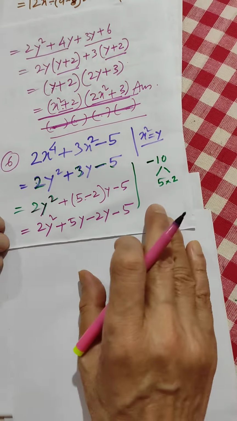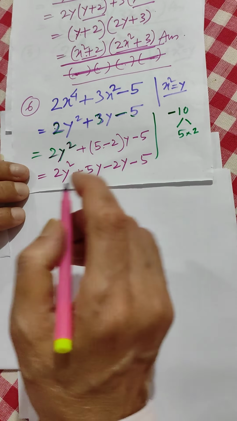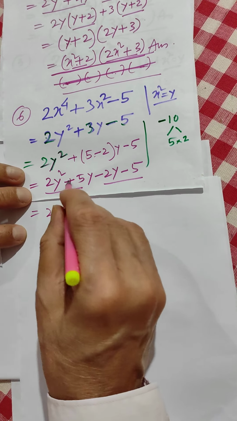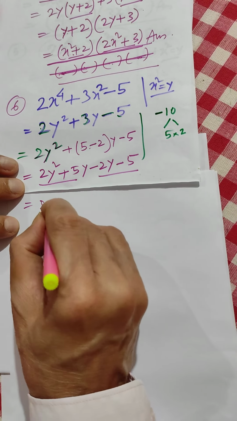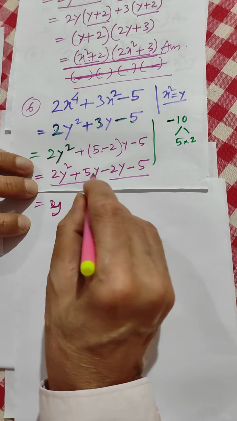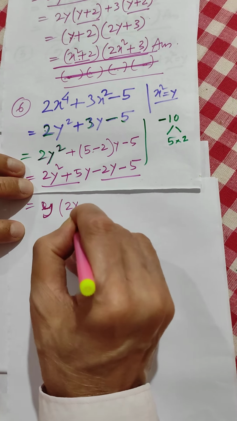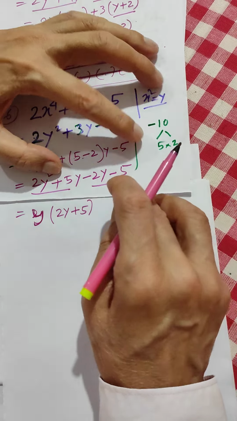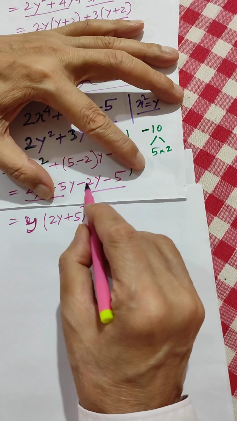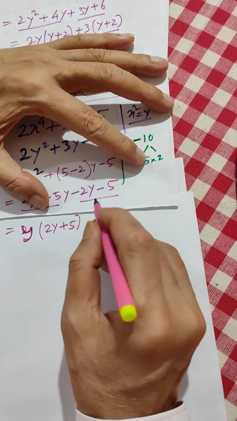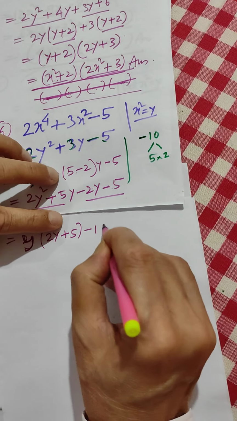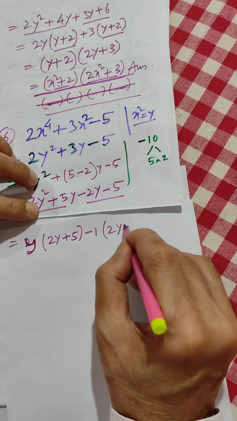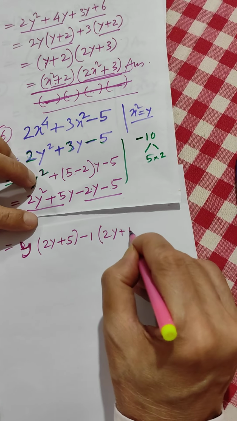Yes, now proceeding further, what do you get? Now common between these two and common between these two. So between these two what is common? Only y is common between these two. So what do you get? y into 2y plus 5. Okay. And between these two, what is common? Between 2y and 5 nothing is common. But minus is common. So minus 1 is common. Minus 1 times 2y plus 5. If you take minus common, inside it will be plus 5.